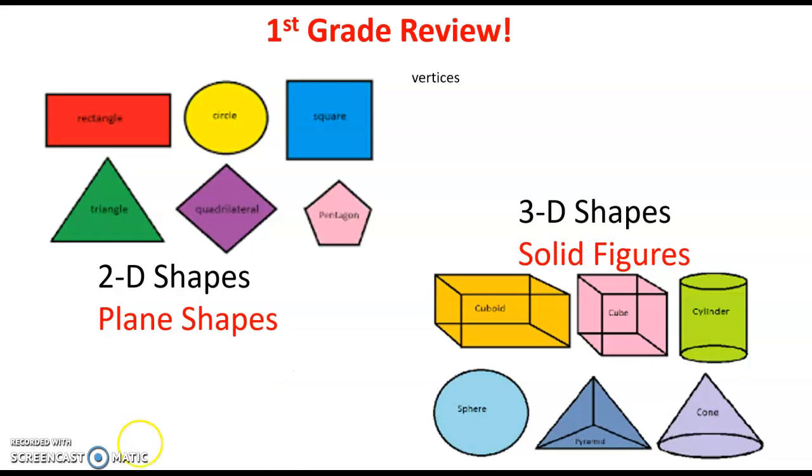Shapes have what are called vertices. Vertices are the points where lines meet. 2D shapes have vertices. 3D shapes also have vertices. If you notice, spheres and circles do not have vertices because they don't have lines.